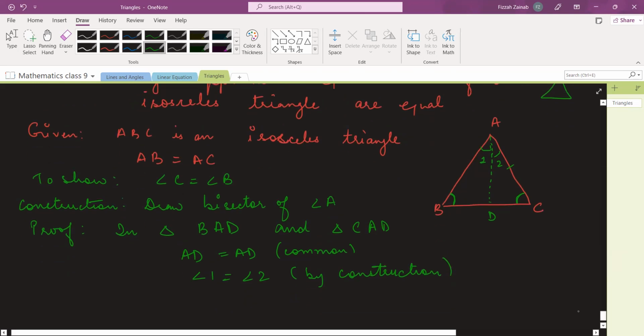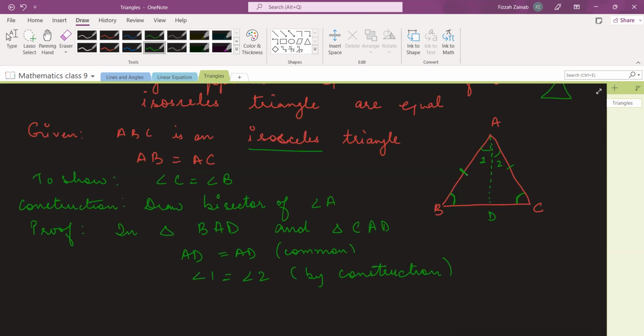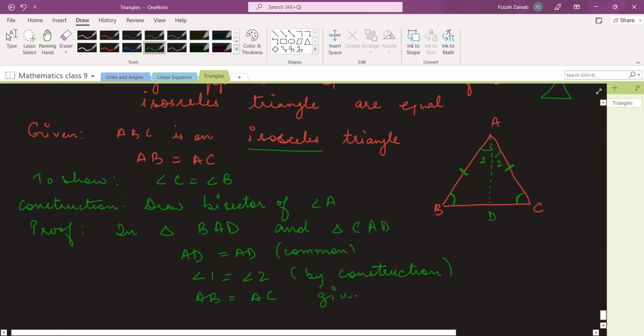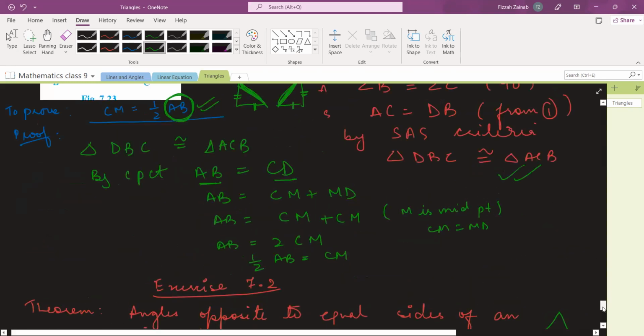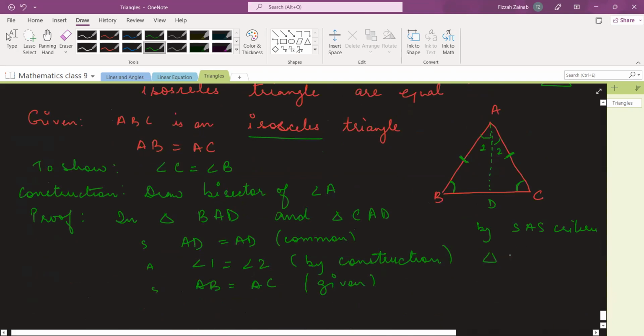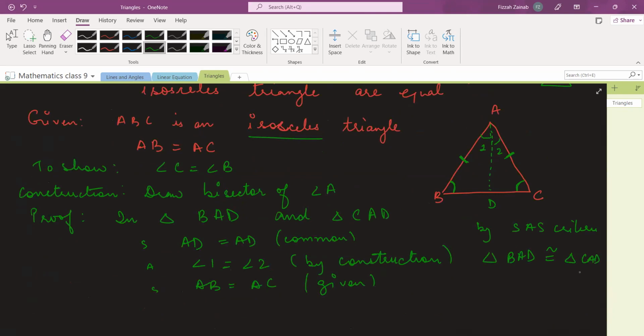And what is the third thing I can take? It is already given, it is an isosceles triangle. So this side is equal to this side, right? So AB is equal to AC, which is given. So which criteria is this? This is a side, this is an angle, this is a side. So by SAS criteria, triangle BAD is congruent to triangle CAD, right?